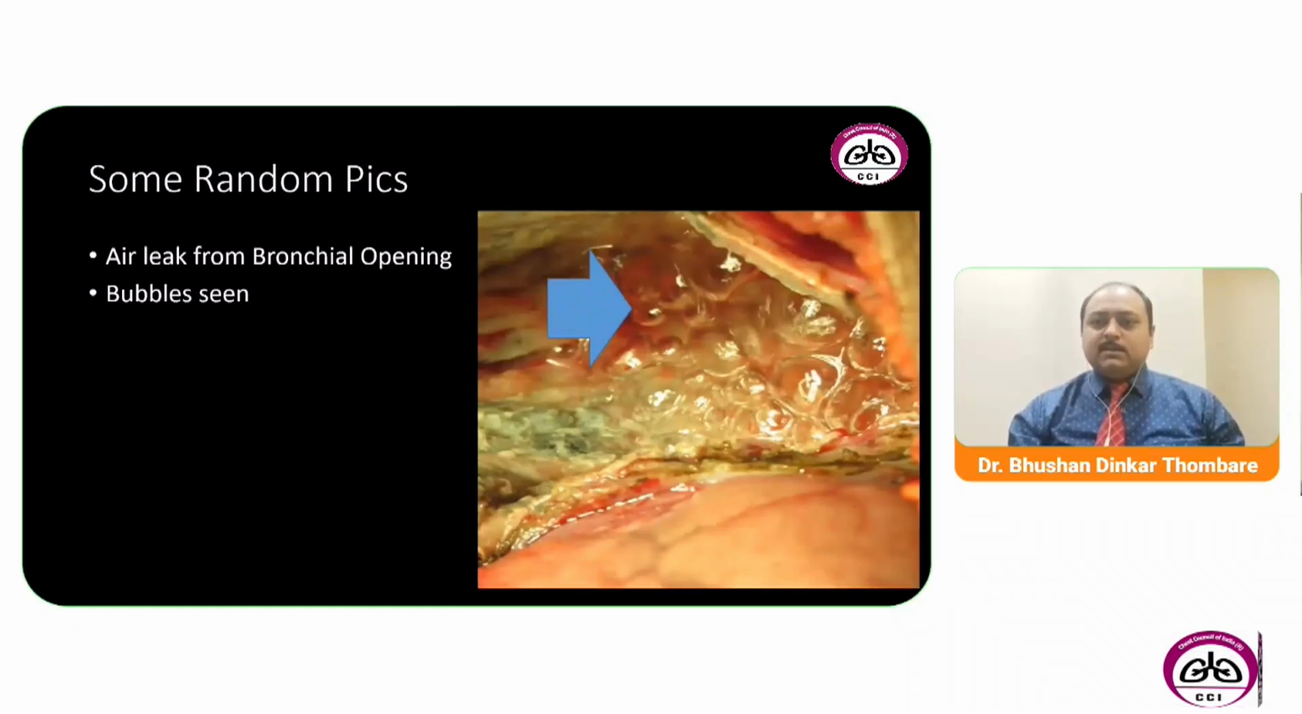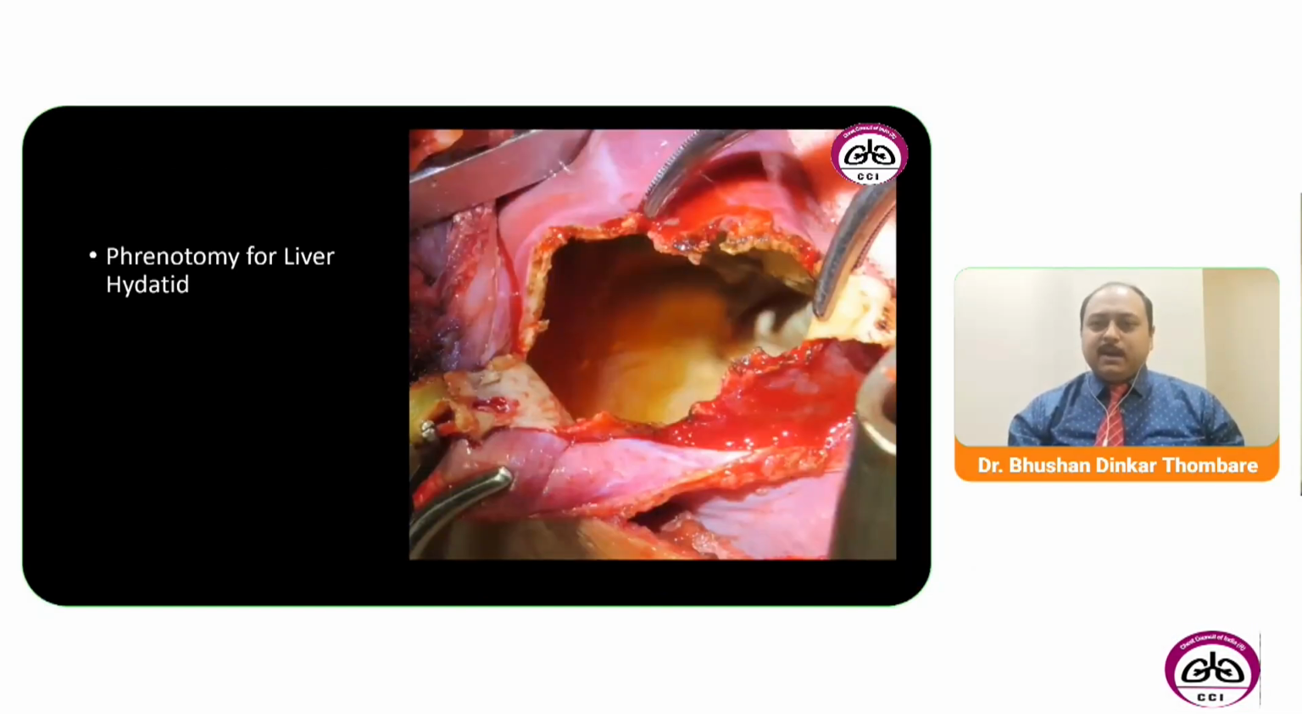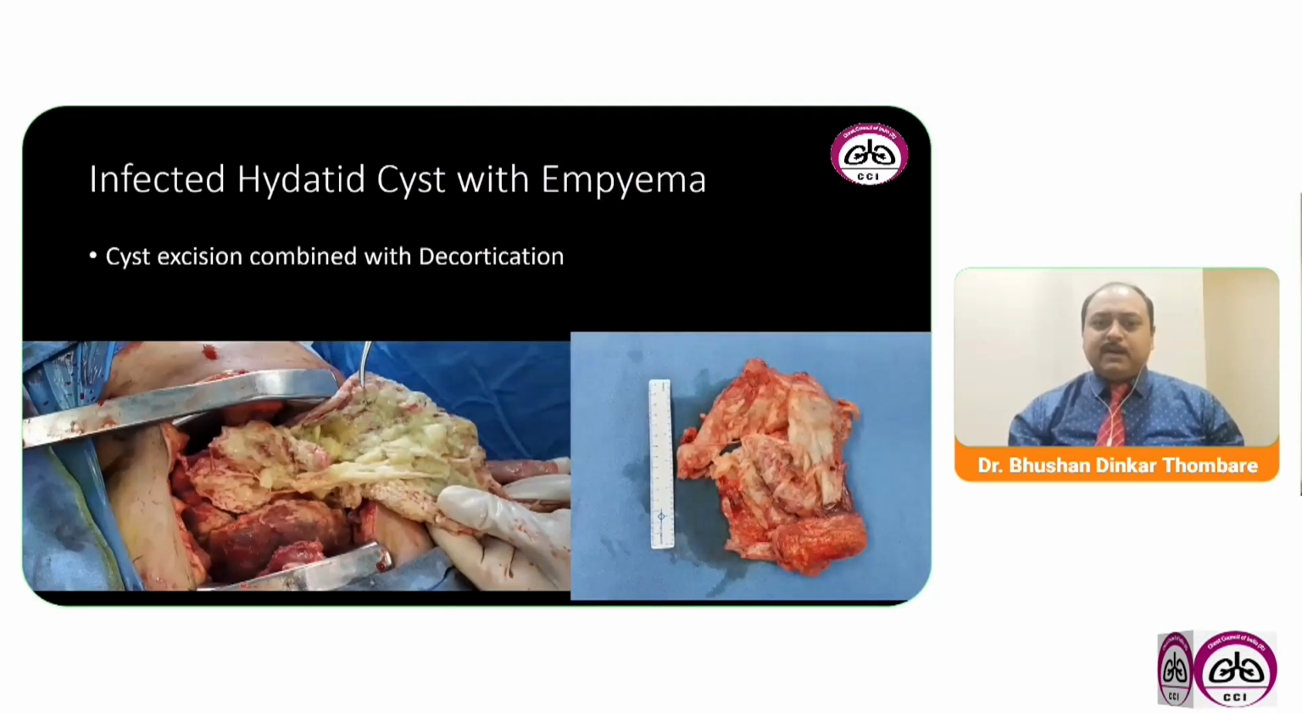You can see this is the cystectomy done, showing the bronchial air leak with bubbles seen. This is a phrenotomy for liver hydatid. Infected hydatid cyst, where the cyst excision with decortication procedure was coupled.